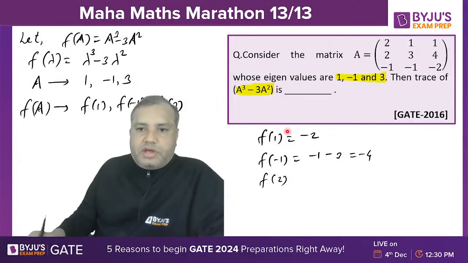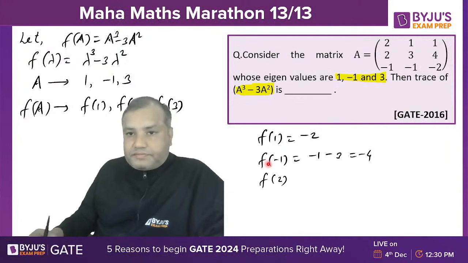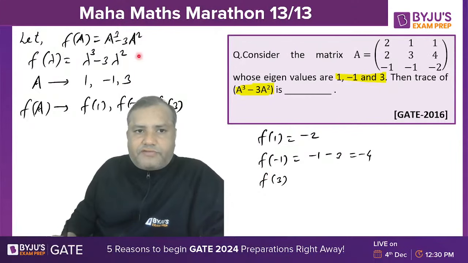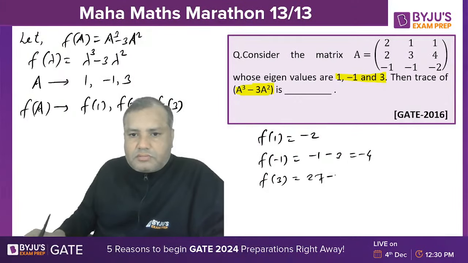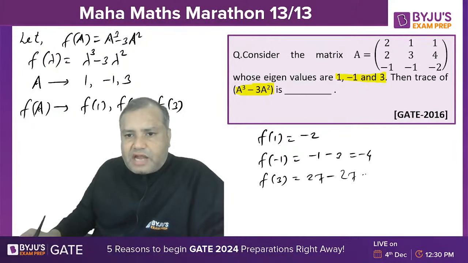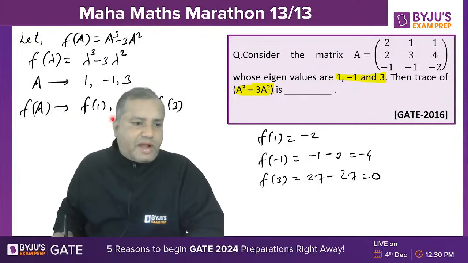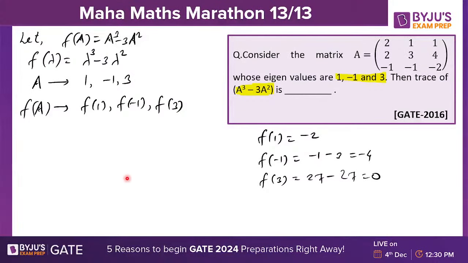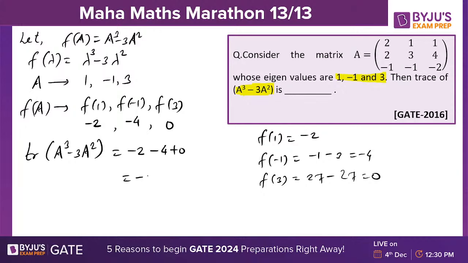f of 2, f of 2 नहीं, f of 3. f of 3, 3 cube is 27 and 3 into 9, that is again 27, that will be 0. So eigenvalues of this matrix are -2, -4 and 0. We want trace, trace चाहिए हमें, a cube minus 3a square कितना होगा, it will be -2 -4 plus 0, that will be -6.